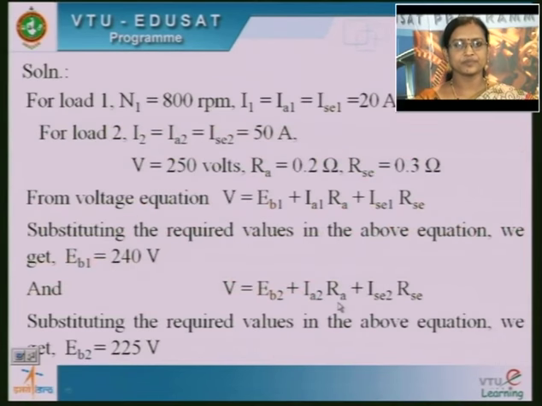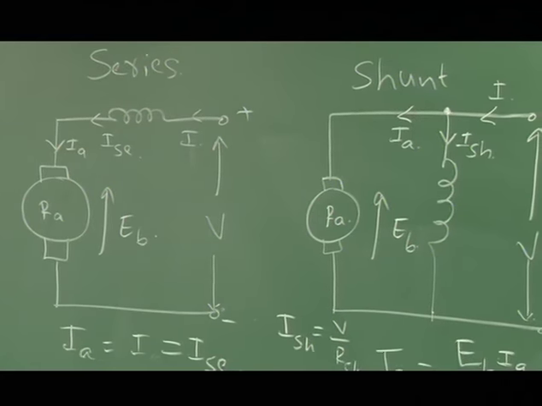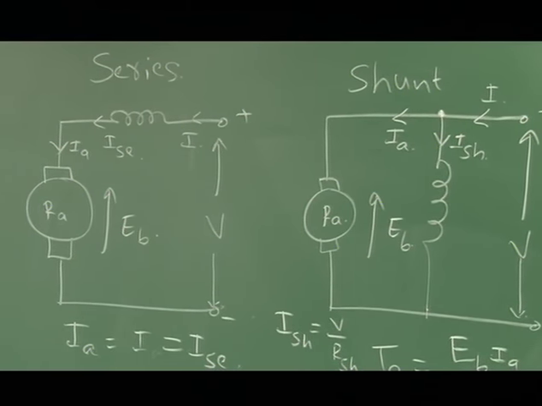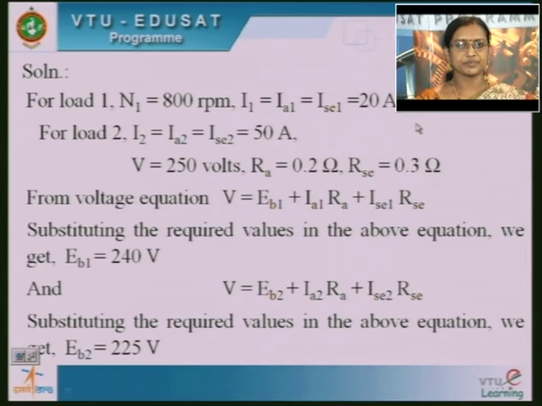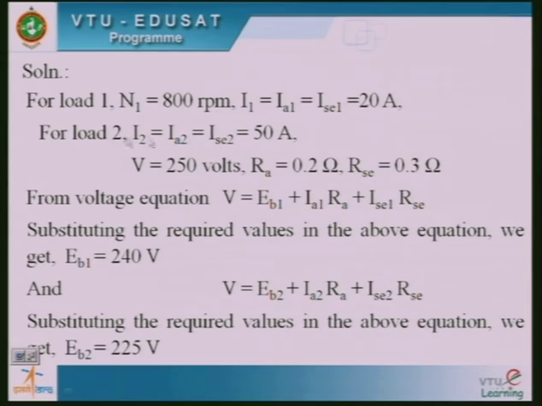Collect the data given. Here I already showed how exactly we draw that series field connection, that is series field winding is connected in series with the armature. So this type of motor we are going to consider is series motor. So collect the data given. For the first condition, the speed is given, that N1 is equal to 800 RPM, and at this speed the current drawn by the motor is 20 ampere. In the second condition, the current drawn by the motor is 50 ampere. Under this condition, we have to calculate the speed of the motor.